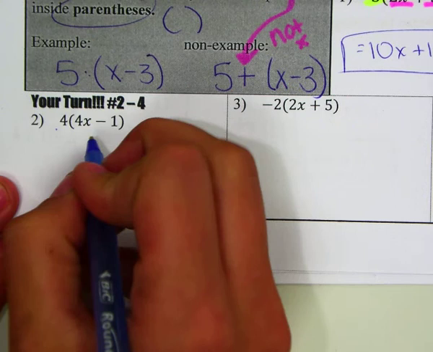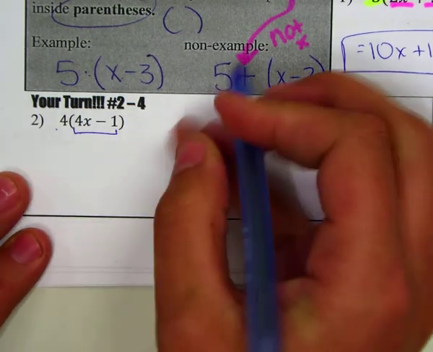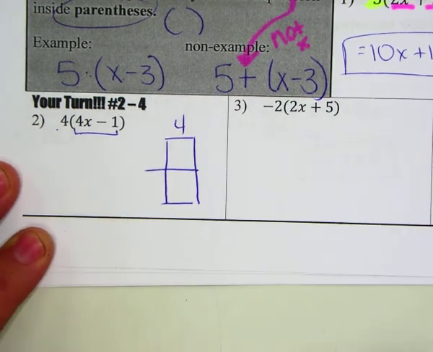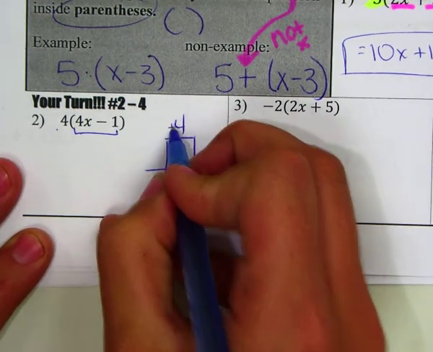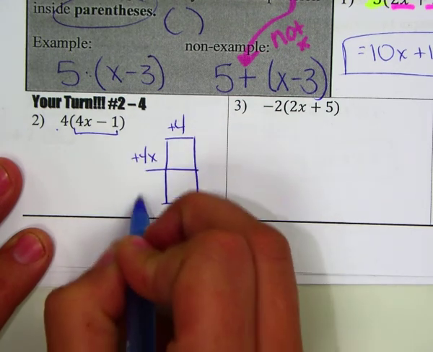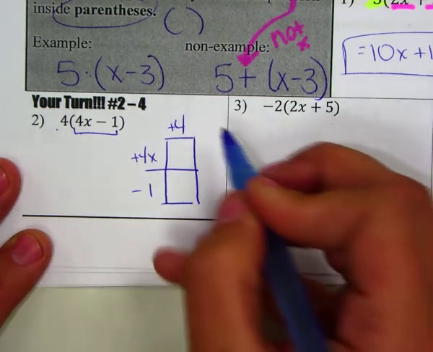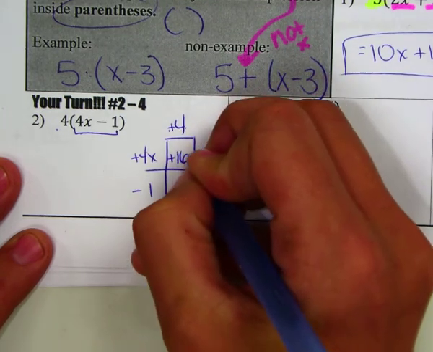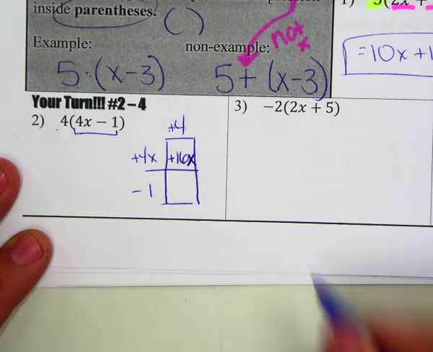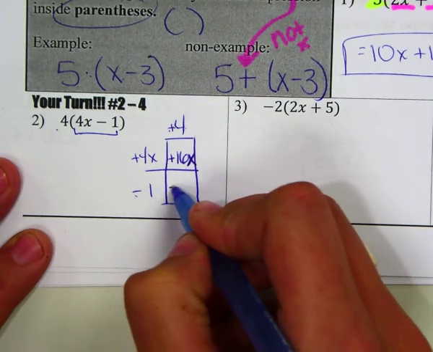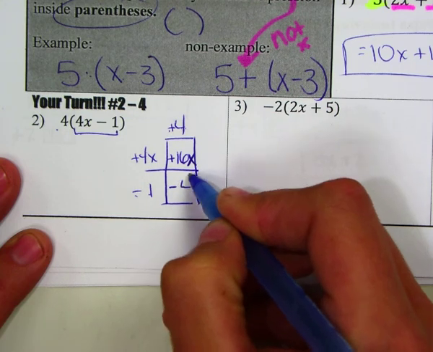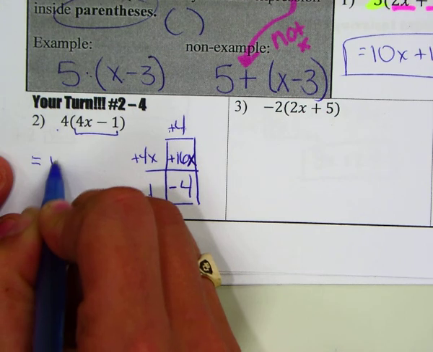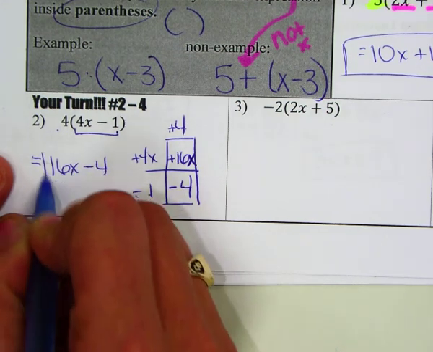The 4 will go on the top of the box. The 4x minus 1 will go on the side of the box. So this is one term by two terms. So one term on top, it's a positive, and then a positive 4x minus 1. Then this will be positive times a positive, which is positive. 4 times 4 is 16, and we just tack on that x. Positive times a negative is a negative. 4 times 1 is 4. So when we distribute, it simplifies to 16x minus 4.